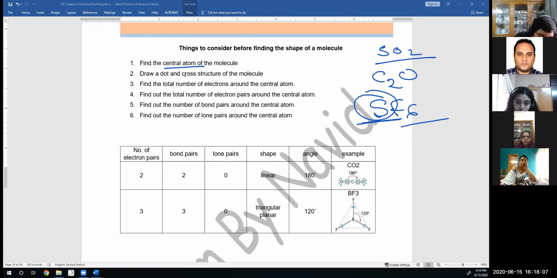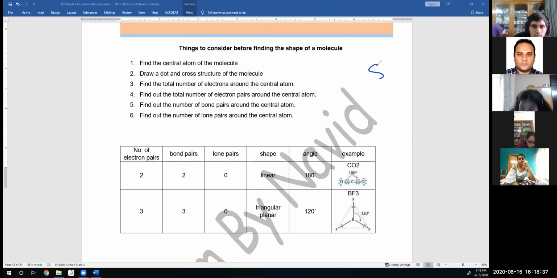Second point is, draw a dot and cross diagram, dot and cross structure of the molecule. Third is, we need to find out the total number of electrons around the central atom. So if we consider sulfur dioxide, sulfur has how many electrons in the last shell? Sulfur has how many electrons in the last shell? Six.